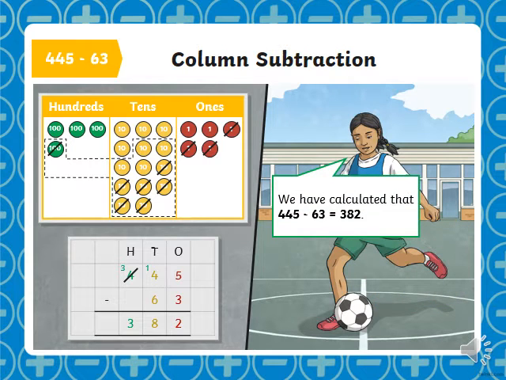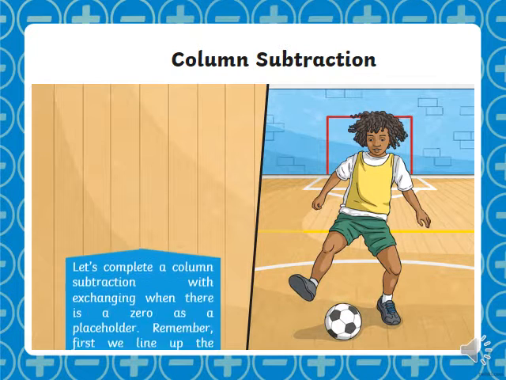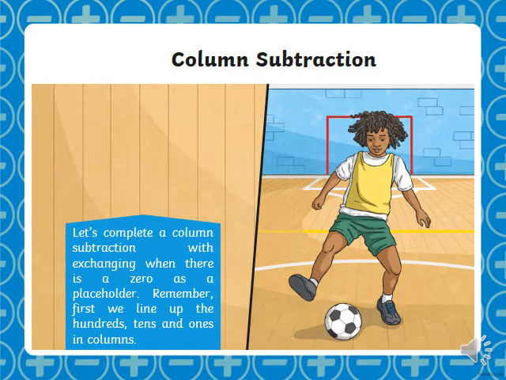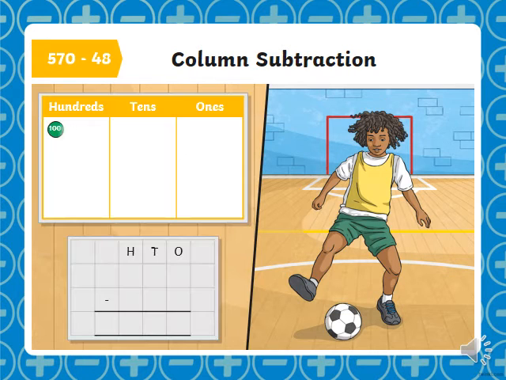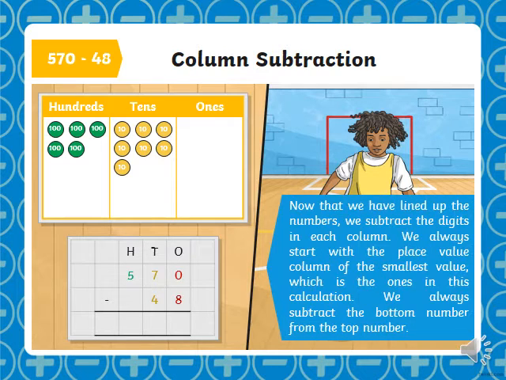Okay, and the answer is 382. Okay, so let's complete another one. So we're going to do 570 take away 48. So we've got our 500s, our 7 tens, and we have no ones at this point. Okay, we're taking away 48, no ones.